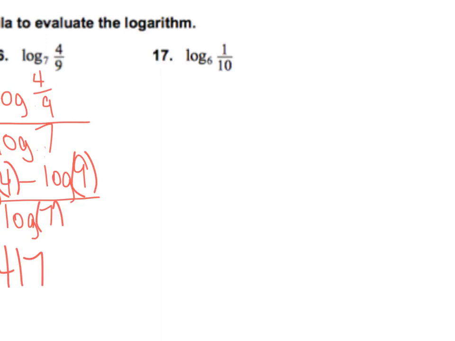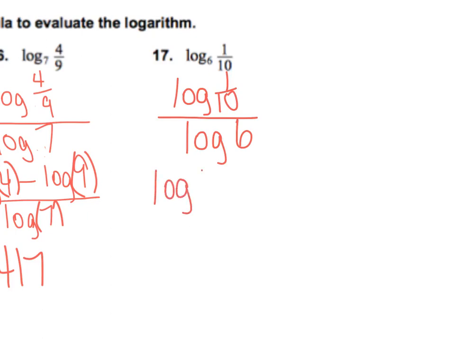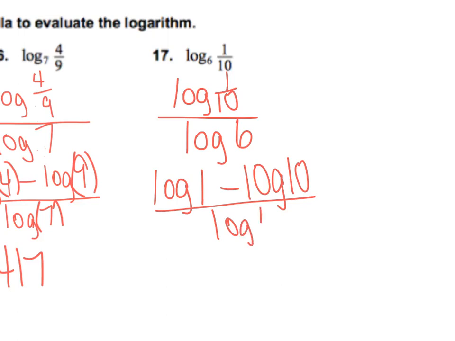And then question 17 here is basically the exact same idea. We have log base 6 of 1/10. We're going to change it to base 10. So we're going to have log of 1/10. That's what we're taking the log of, divided by the log of 6. Again, that 1/10 should be broken apart or expanded into the log of 1 minus the log of 10 over the log of 6. And again, making sure we close out all of our parentheses and everything, we should get negative 1.285.